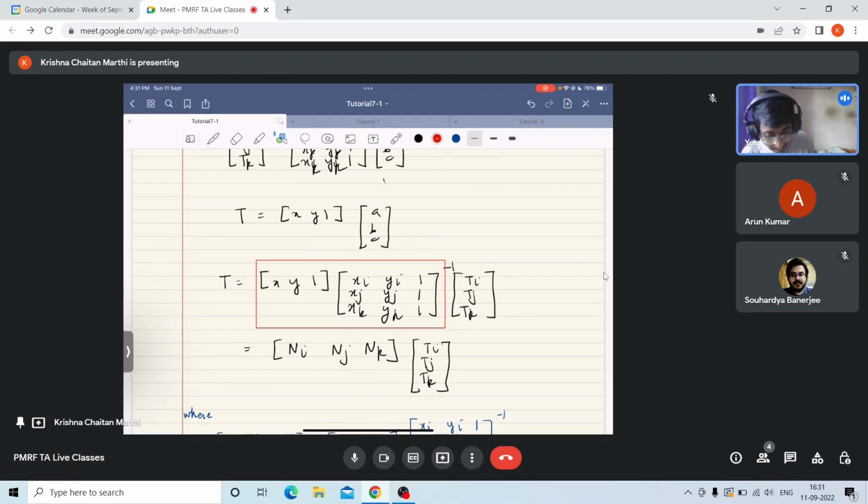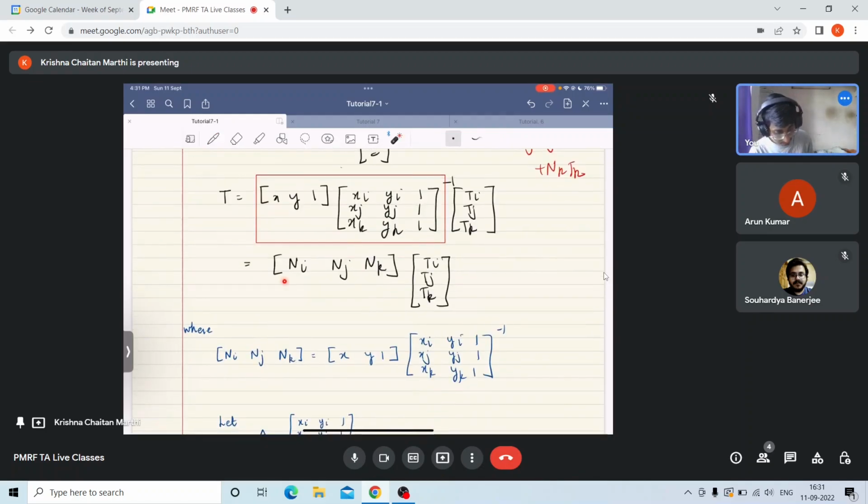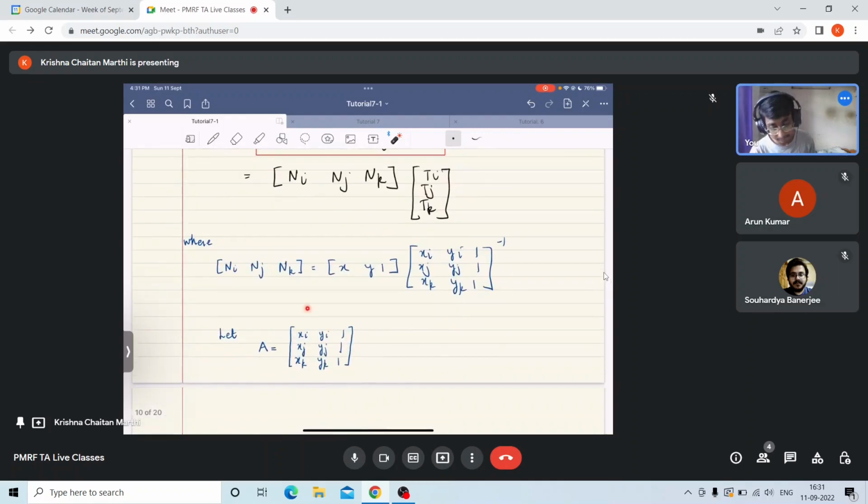Why? Because I can write my T as Ni Ti plus Nj Tj plus Nk Tk, and this Ni, Nj and Nk are my shape functions. So what is my Ni Nj Nk? This is x y 1 multiplied by the inverse of the matrix xi yi 1, xj yj 1, xk yk 1, and let this be my matrix A.